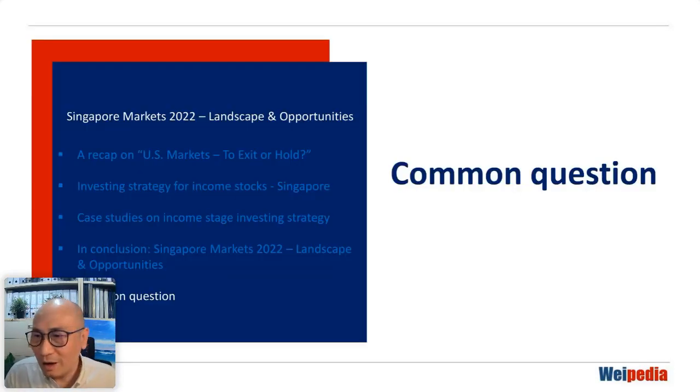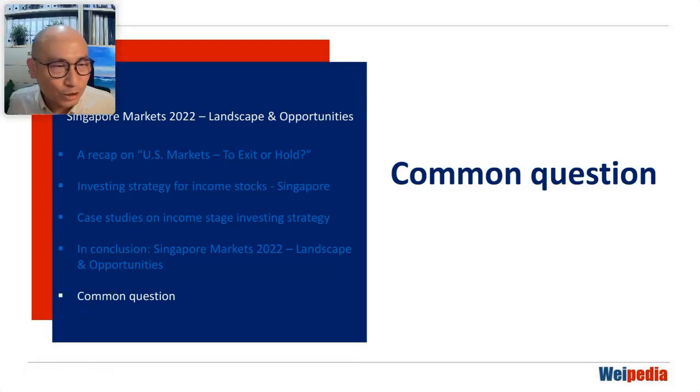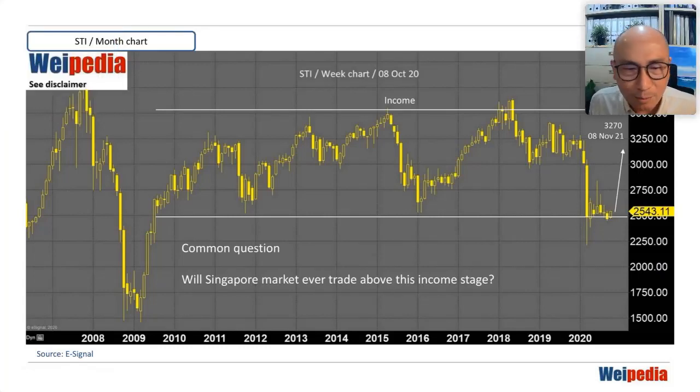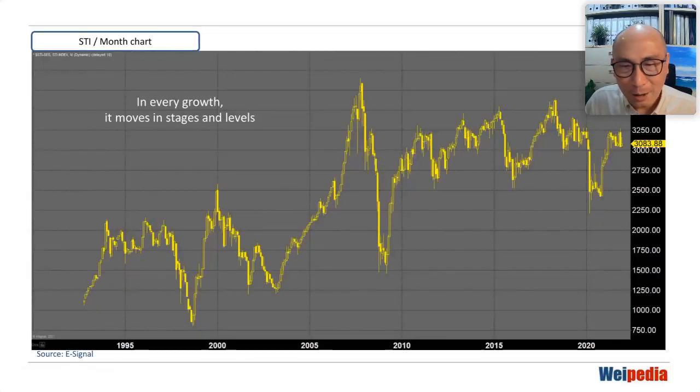Now, I always end up with this common question that is asked. These are the questions that I usually receive: will the Singapore market ever be exciting? Will the Singapore market ever trade above this range or income stage? My proposition here is this: I will not know, but with this mapping technique, I think it will be helpful. It's helpful to me to track the development of Singapore in the future.